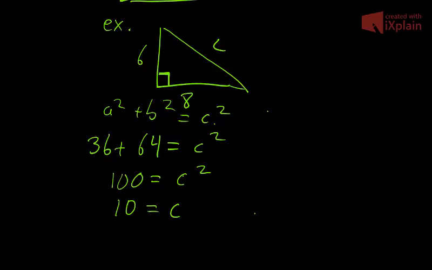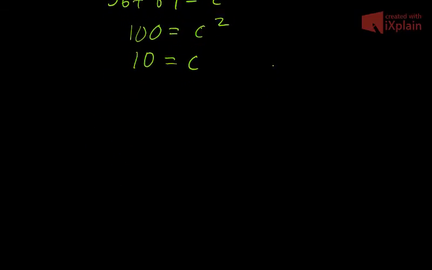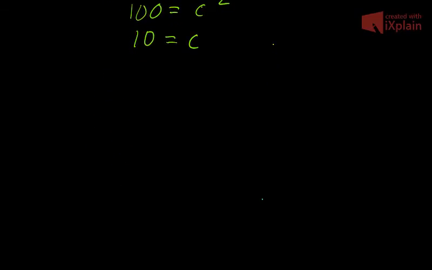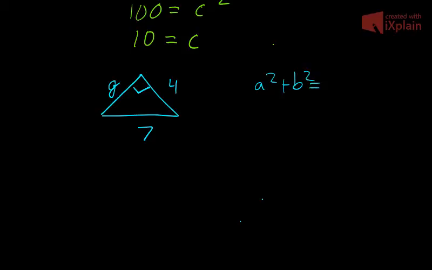Let's look at a different one real quick. So if I have a triangle, this one's going to be a little bit different, with a right angle up here, and my lengths I know are 4 and 7. We'll call this g. So I know that I'm going to start with a squared plus b squared equals c squared. I also know that my long side has to be c. So 7 is my long side. So I get a squared plus b squared equals 7 squared, which is 49.